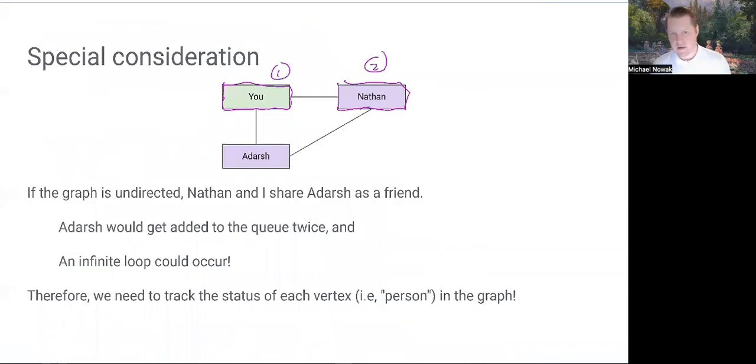And this would cause an infinite loop to occur because you can see here if I add Adarsh and Nathan adds Adarsh and then Adarsh adds me and Nathan, this is just going to continue on infinitely because we will continue to add ourselves because we're all neighbors to one another each time we visit one of these vertices under consideration. Therefore, it is going to be imperative that we track the status of each vertex, or in this case, person, in the graph. And what I mean by status is whether or not we've already encountered them, whether we've seen them, processed them, or if this vertex has not been seen yet as we flow through our algorithm.